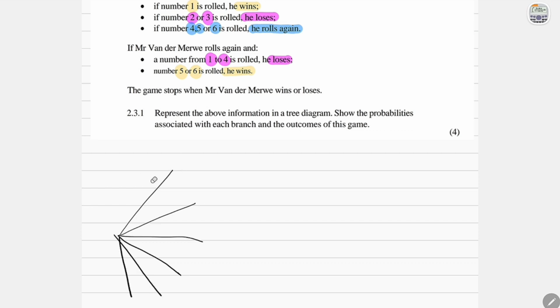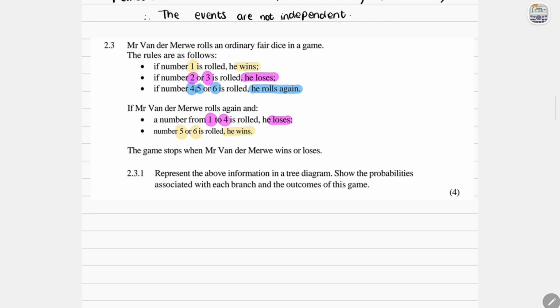And what are you going to put here? This is 1 out of 6. What happens with 1 out of 6? You see how that's confusing? They've given you 3 categories for the first roll. It's either he wins, loses, or rolls again.